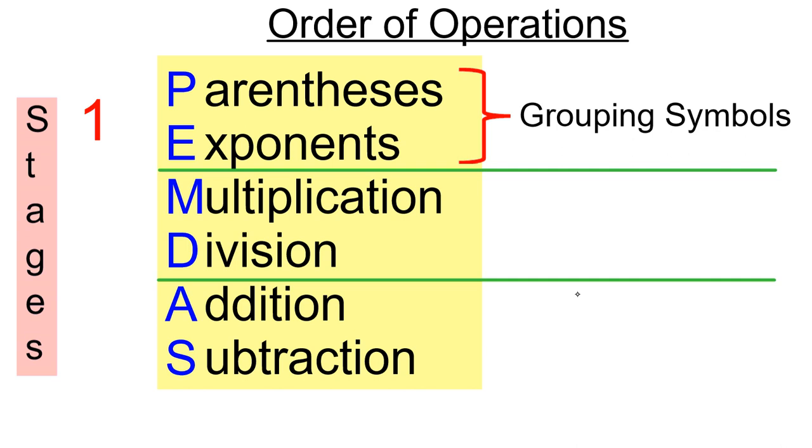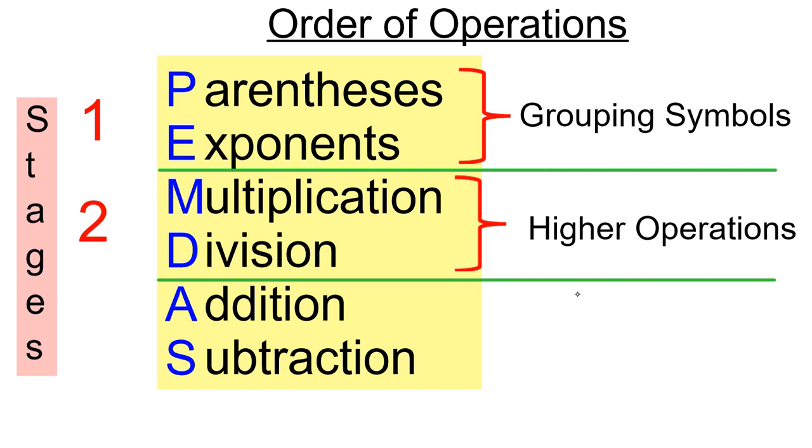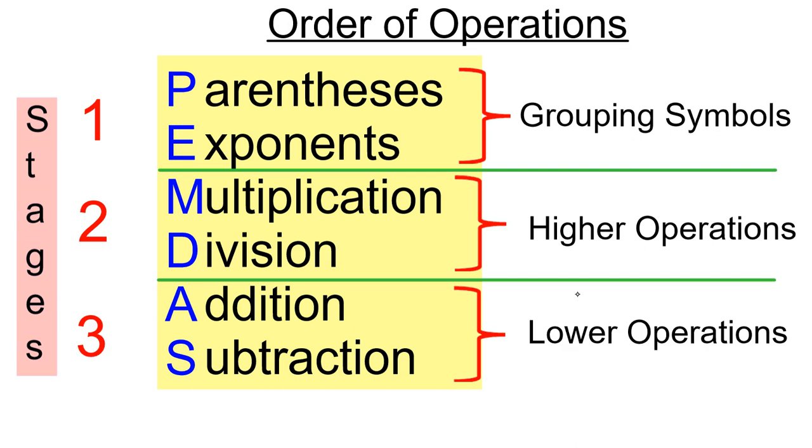Our second stage is called multiplication and division, and we refer to those as the higher operations. The reason we refer to them as higher operations is because the numbers will either increase or decrease at a much steeper rate. And then stage 3, which is addition and subtraction, and these are the lower operations because numbers will increase and decrease, but at a much lower rate. So let's take a look at some problems and apply this.